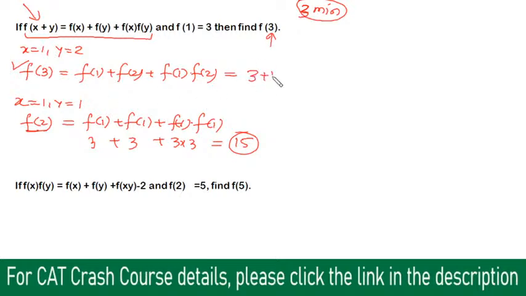Look, 3 plus 15 plus 3 into 15. So this is how much? 45, and this will make it 60 plus 3. So the answer is 63. Straightforward, very simple. Within a minute we can get the answer.